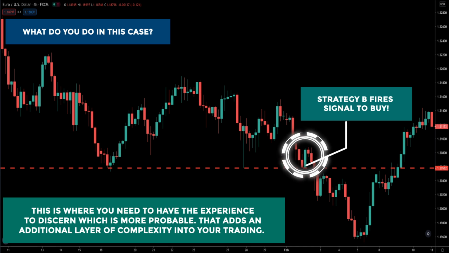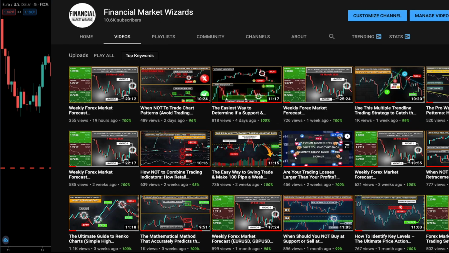Are you in a range-bound market, or are you in a trending market or a reversal market? That adds an additional layer of complexity into your trading. And as a struggling trader, you don't want to make things harder for yourself. You want to keep it simple.